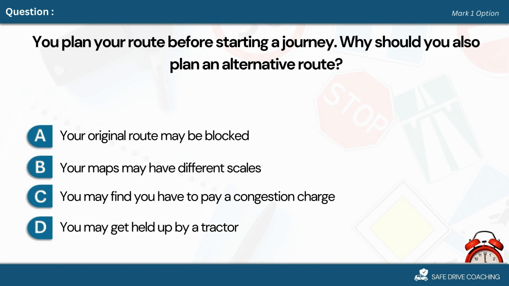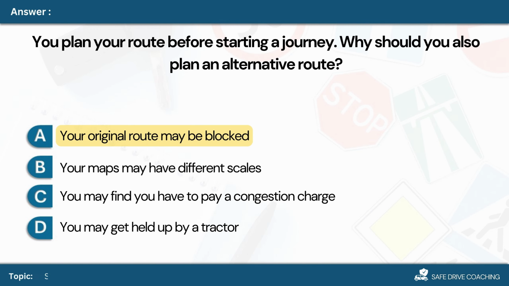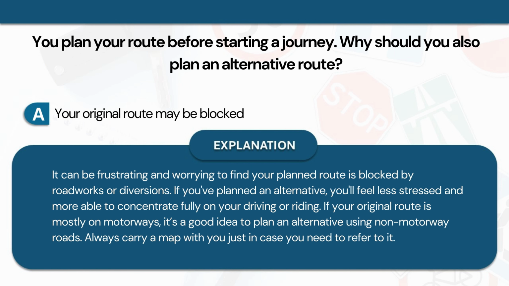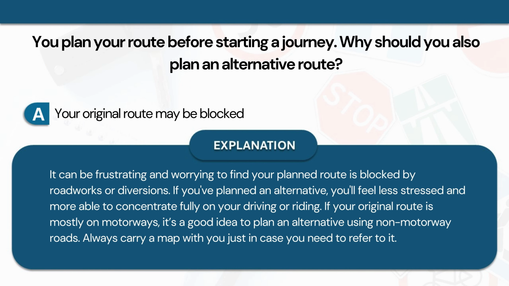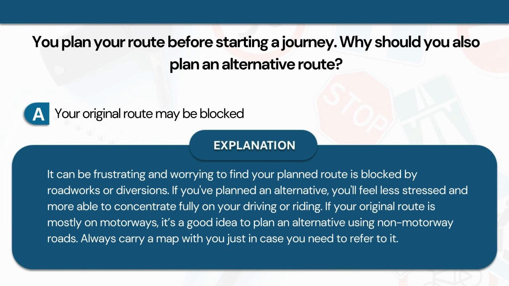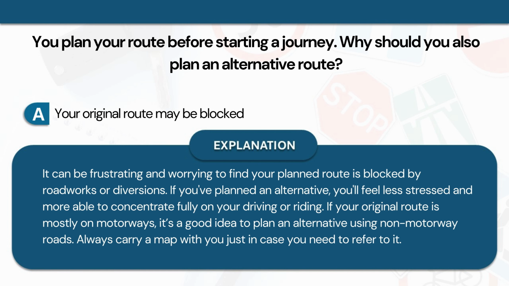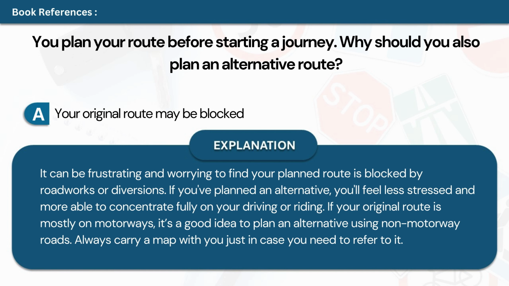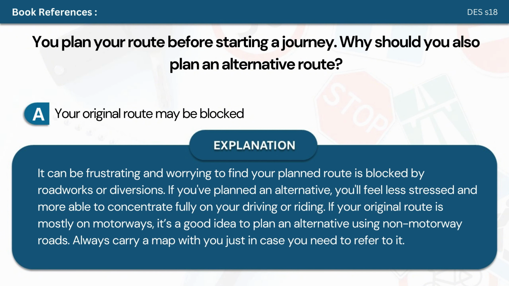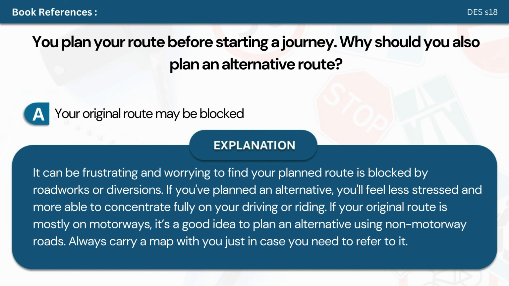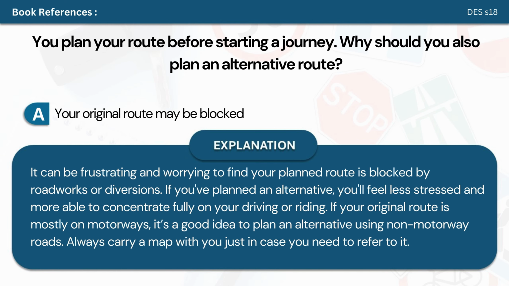The correct answer is A. Your original route may be blocked. It can be frustrating and worrying to find your planned route is blocked by roadworks or diversions. If you've planned an alternative, you'll feel less stressed and more able to concentrate fully on your driving or riding. If your original route is mostly on motorways, it's a good idea to plan an alternative using non-motorway roads. Always carry a map with you just in case you need to refer to it.